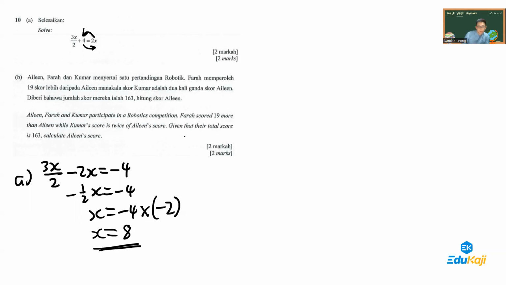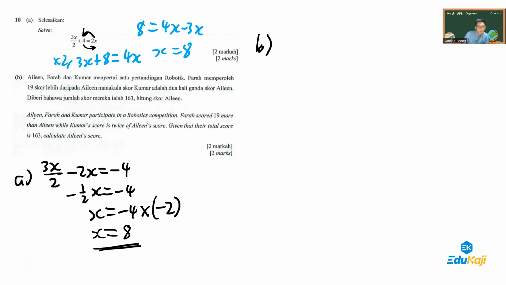Then, part B, or if you don't want to deal with fractions, then you just times everything by the 2 first. Yeah, means from here, I times everything by 2. Then I get 3x plus 8 equals to 4x. Then no need to try to solve it. Bring over the 3x. Then x equals 8. Yeah, also can. It's up to you how you want to do it.